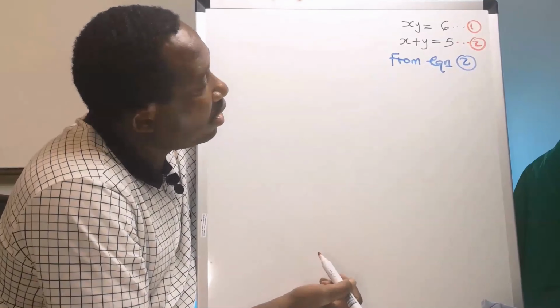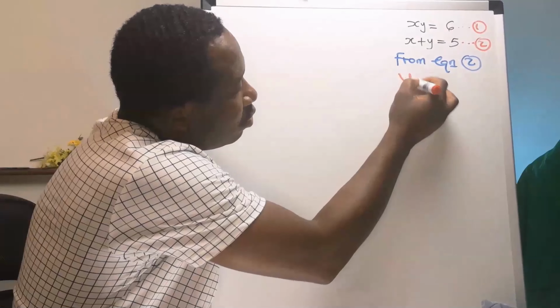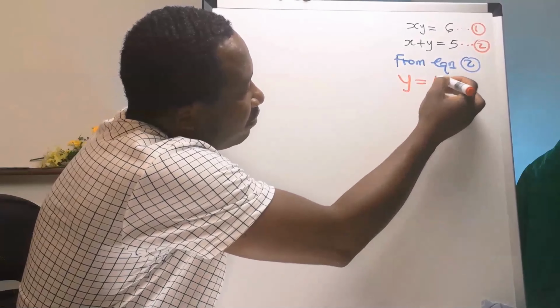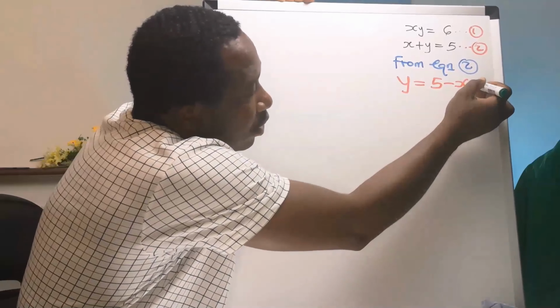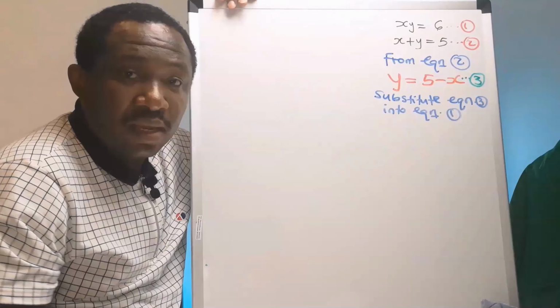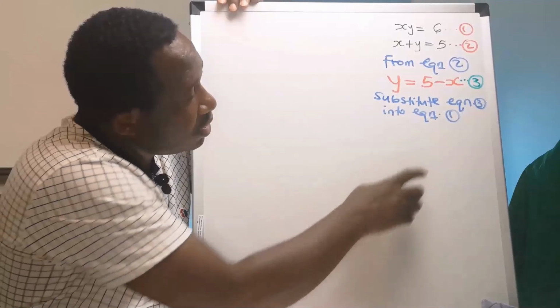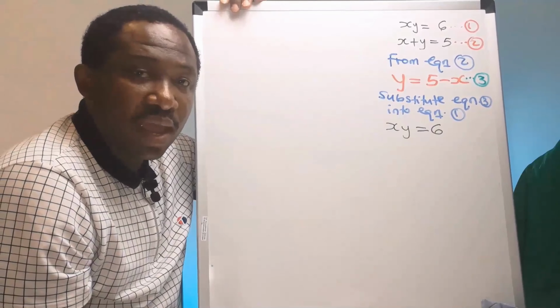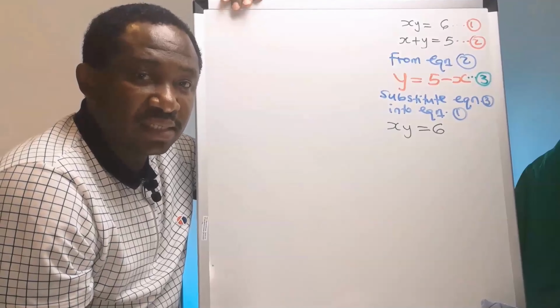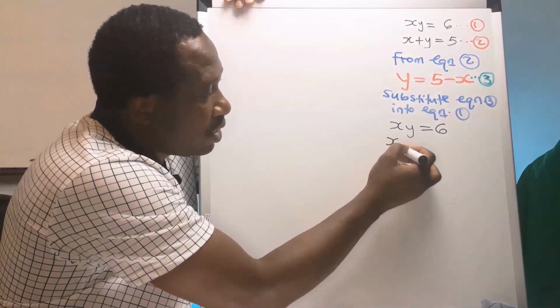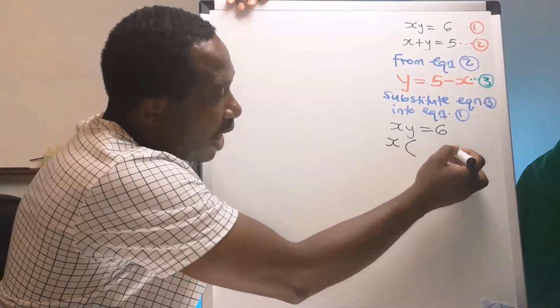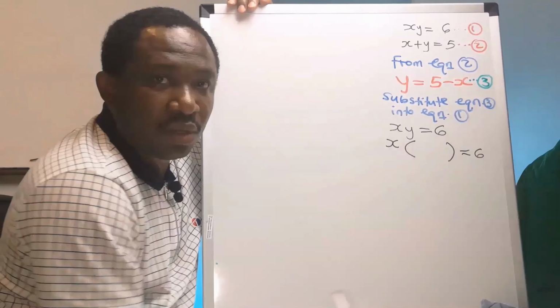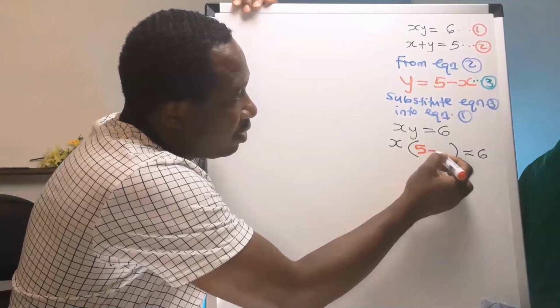I will consider equation 2 and make either x or y the subject. Let me make y the subject. y is 5 minus x. I will call this equation 3. Next, I will substitute equation 3 into equation 1, where xy is 6. But from equation 3, y has a value, which is 5 minus x.